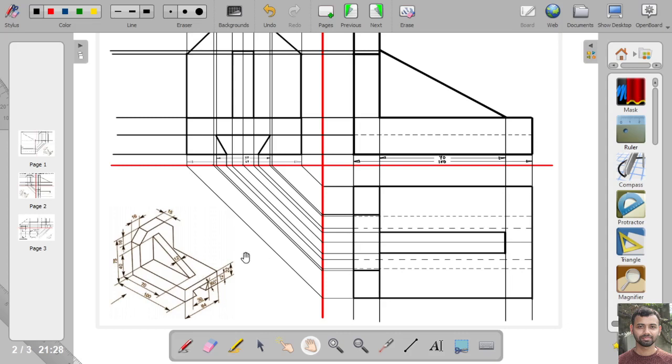Okay, so let us give the dimension in the top view. So in the top view we can see these dimensions, this 15 mm. So we can show the dimension over here that it is 15 mm. So this dimension is, from this point to this point, it is 15 mm. This dimension is 15 mm.